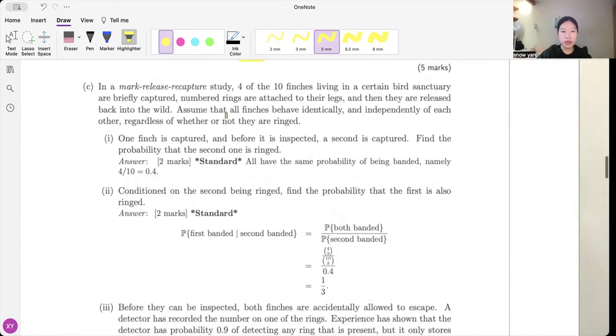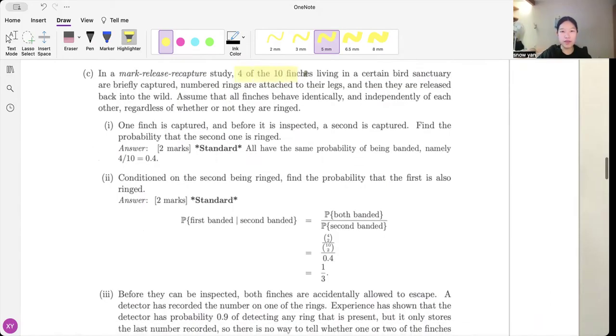In a mark-recapture study, 4 of the 10 finches living in a certain sanctuary are briefly captured, numbered rings are attached to their legs, and they are released back into the wild. Assume that all finches behave identically and independently of each other, regardless of whether or not they're ringed. One finch is captured and inspected, then a second one is captured. Find the probability that the second one is ringed.